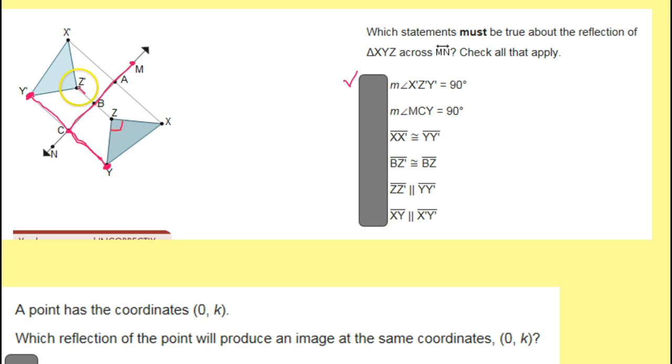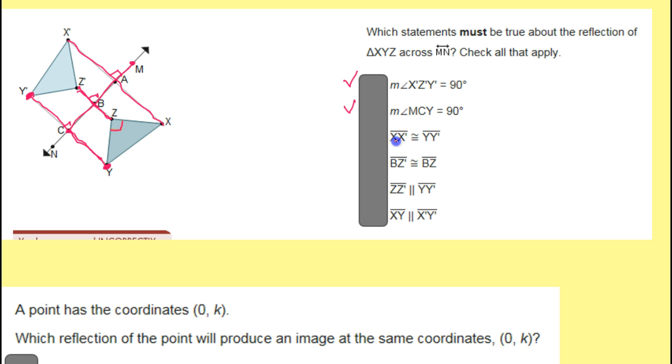From Z to Z prime, perpendicular. Okay, guaranteed. From X to X prime, perpendicular. Every time you do a reflection, it's going to be a 90-degree angle. So that is also true. Now, what about this next one?